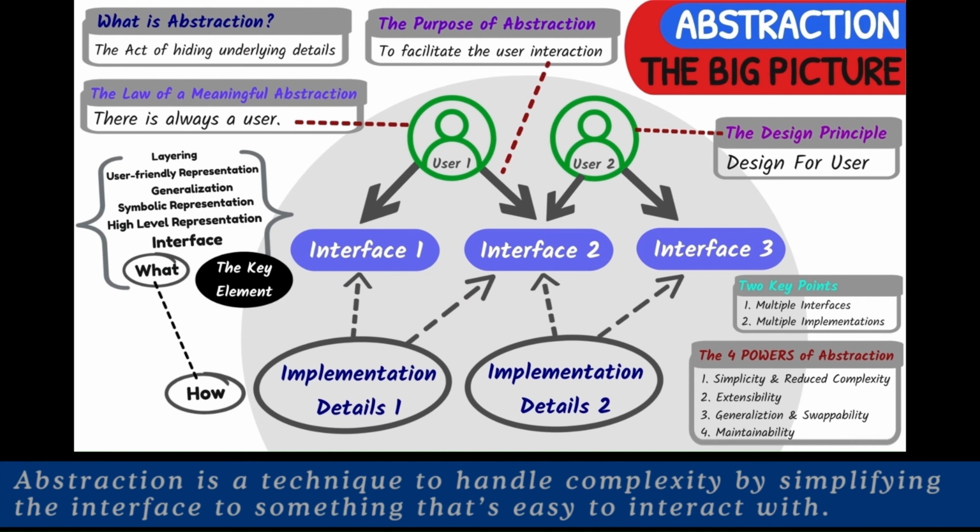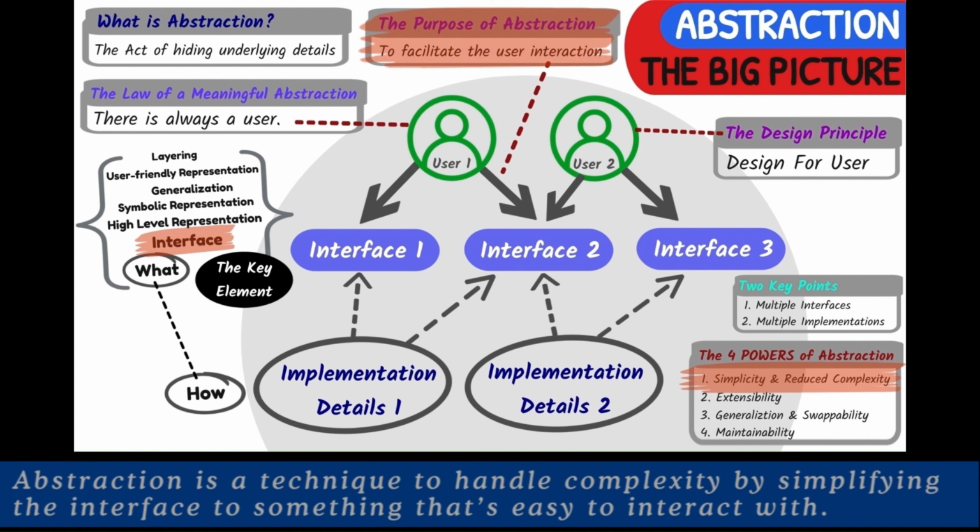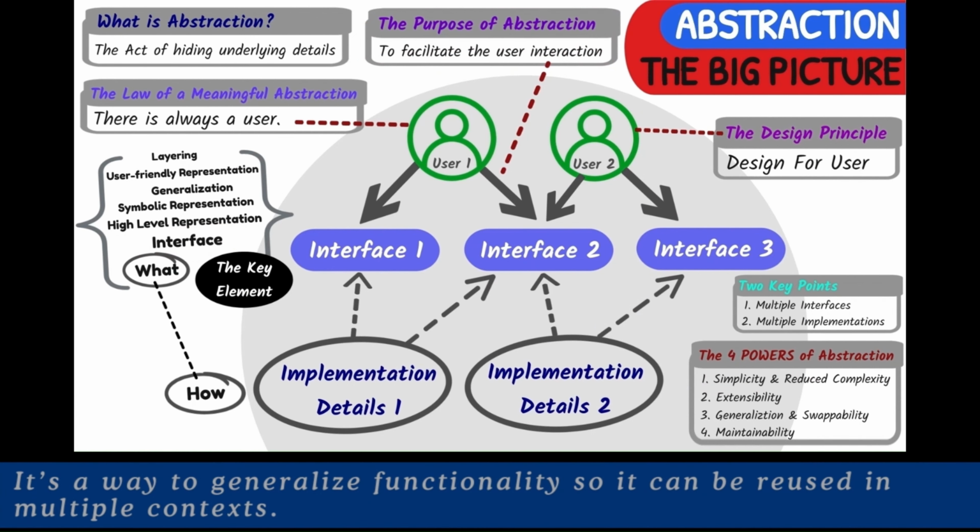Abstraction is a technique to handle complexity by simplifying the interface to something that is easy to interact with. This definition emphasizes a simple interface and reduced complexity, while also touching on the purpose of abstraction. It's a way to generalize functionality so it can be reused in multiple contexts. This focuses on generalization and reusability.